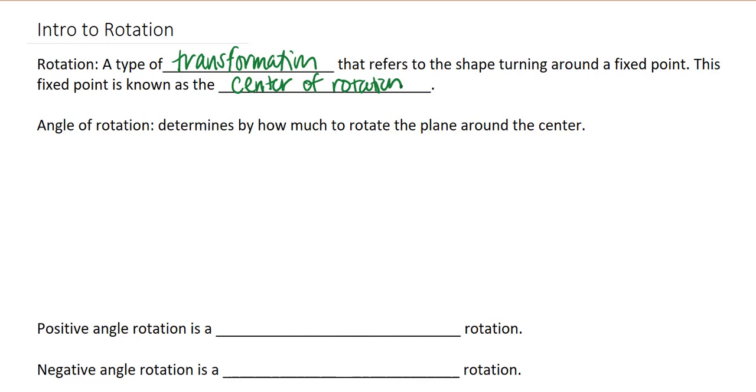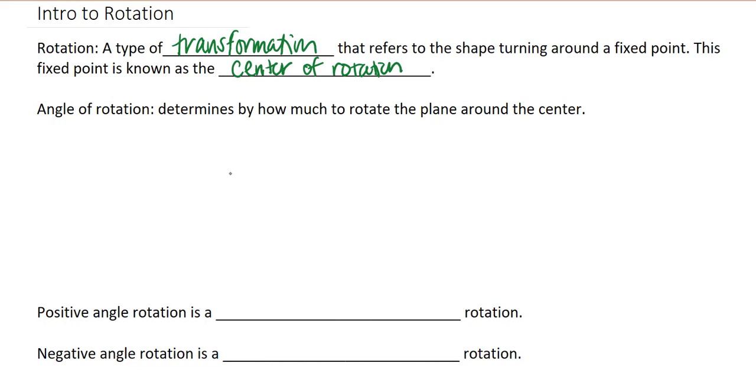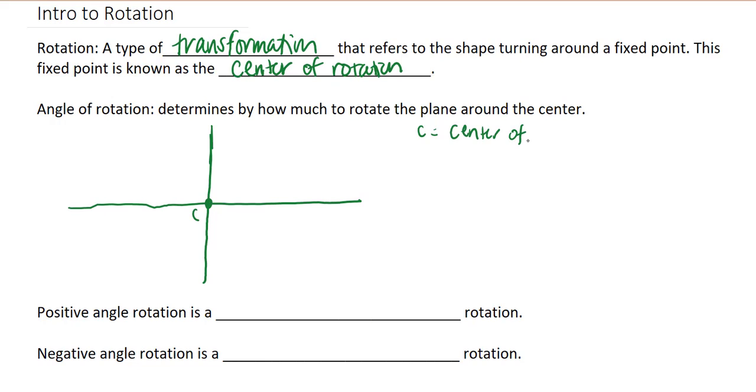But for this example, we're just going to do a little showing. So if we had a coordinate plane, our y and our x-axis, and we had our origin, we're going to say this is C, and C is going to be our center of rotation. So we're going to rotate around that, essentially, is all it means.